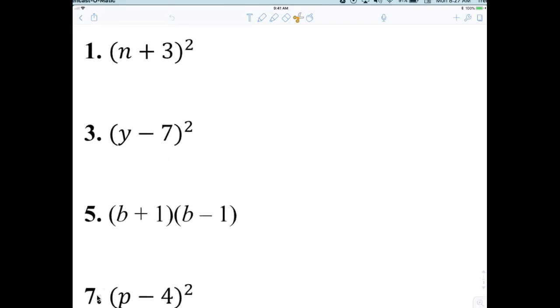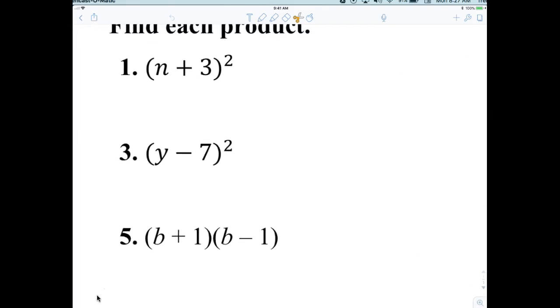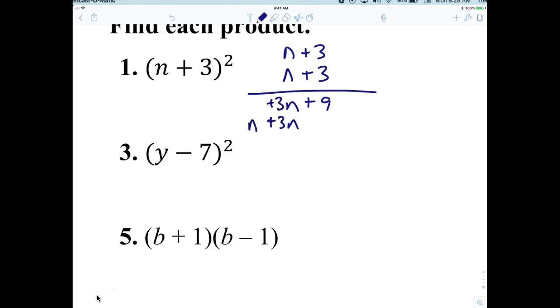So if we multiply n plus 3 squared, that really just means n plus 3 times n plus 3. So just multiplying it just like we did on Friday. This should be super, super simple. If I do 3 times 3 is a positive 9, a positive 3n, a positive 3n, and an n squared. So I'm left with n squared plus 6n plus 9. Anybody have any questions? It's really, really simple.